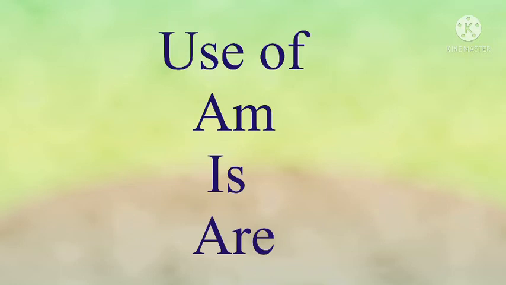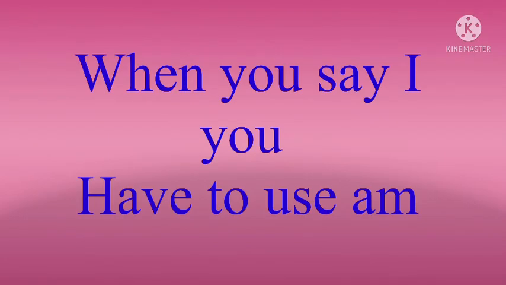Today we will learn where to use am, is, are. For example, I am a girl, she is a girl, we are friends. So student, when you say I, you have to use am. I am a girl, I am a teacher.